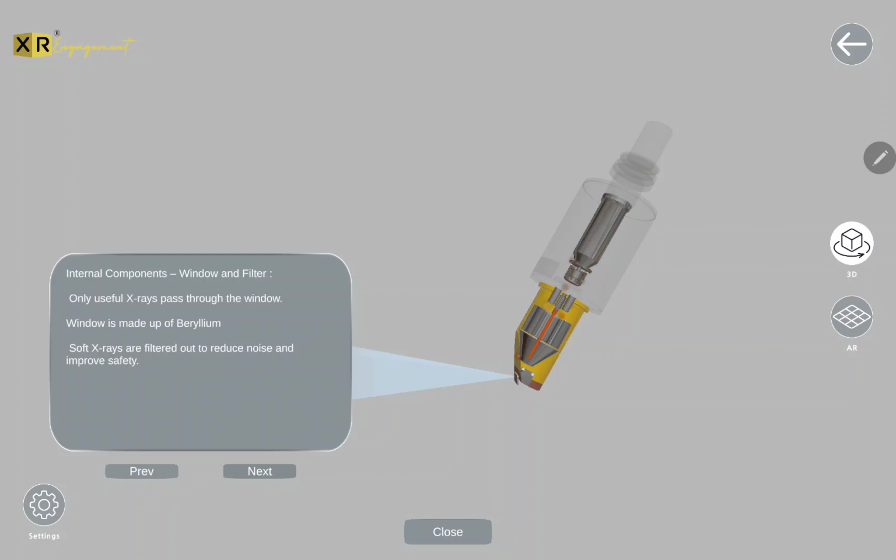Only useful X-rays pass through the window, which is made up of beryllium. Soft X-rays are filtered out to reduce noise and improve safety.